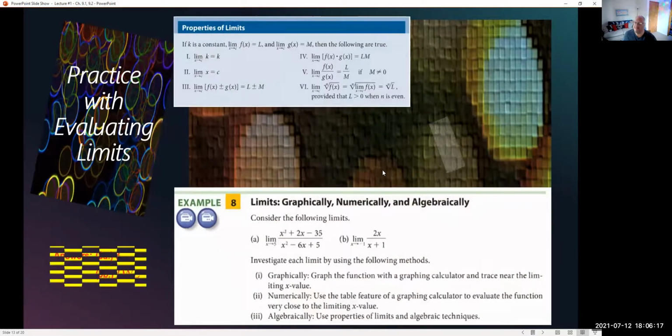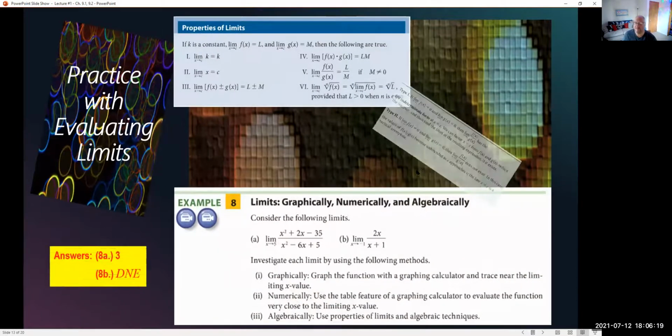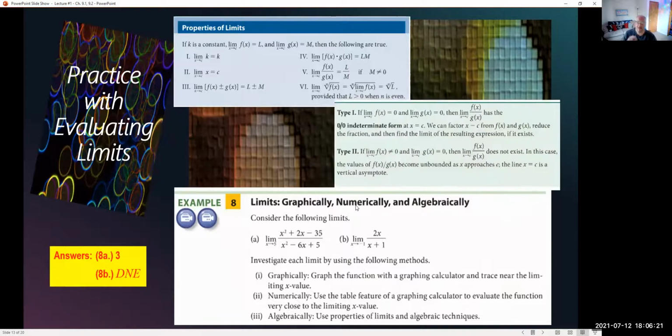So here's something I need you to make sure that you're reading in your textbook that's really very clear. Going through example 8, I want you to review this as part of your preparation, especially getting ready for next week's exam. You should be able to find limits using graphing, using a table, and also using algebra. We have two great cases here of trying to figure out limits using any of or all three of those.